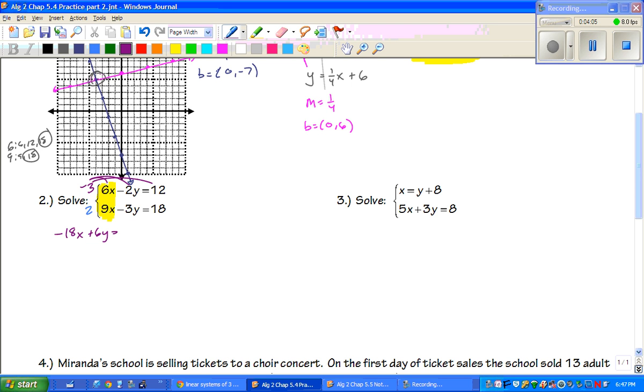plus 6y equals negative 36. And on the bottom, we get 18x minus 6y equals 36. Now when we start combining these, adding them up, the x's and the y's cancel, so you're left with 0. And negative 36 plus 36 is actually 0. So does 0 equal 0? Yes, it does. So our answer for this is going to be infinite solutions.